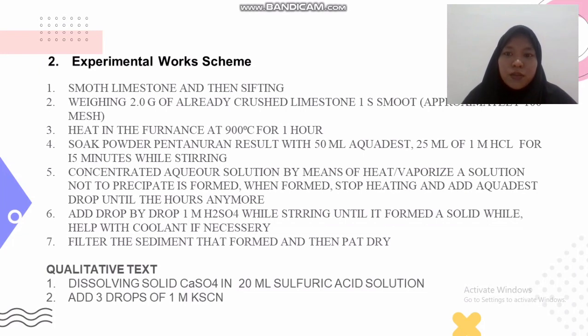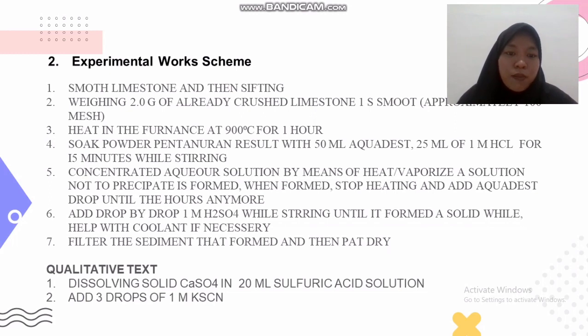The next is the experimental work scheme. First, smooth the limestone and then sift it, weighing 2.0 grams of already crushed limestone once smooth, and heating in the furnace at 900 degrees Celsius for 1 hour. Then the powder is dissolved with 50 ml aqueous and 25 ml of 1 molar HCl for 15 minutes while stirring, and the solution is concentrated by means of heat or evaporated, so that no precipitate is formed.